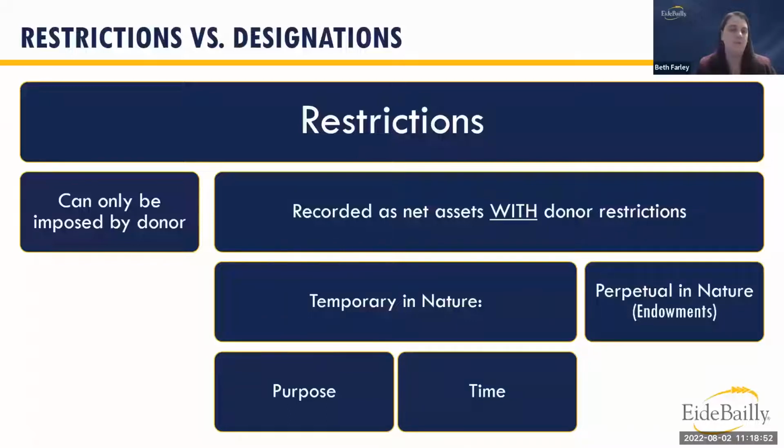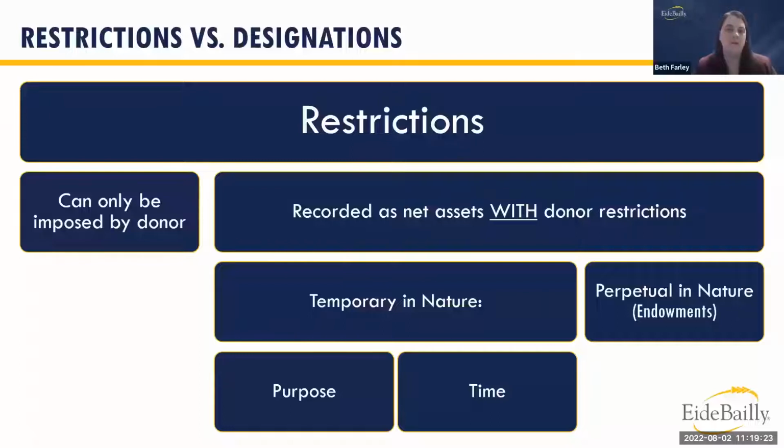And those restrictions can be either temporary in nature or perpetual in nature. Temporary in nature means that your restriction from the donor is either a purpose restriction or a time restriction. An example of a purpose restriction would be for scholarships or for a capital campaign, specific faculty or employee support that you're being provided. Time would be maybe a multi-year pledge, a beneficial interest in a trust, something like that.